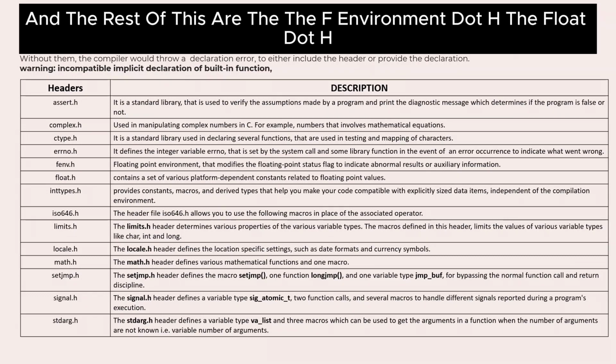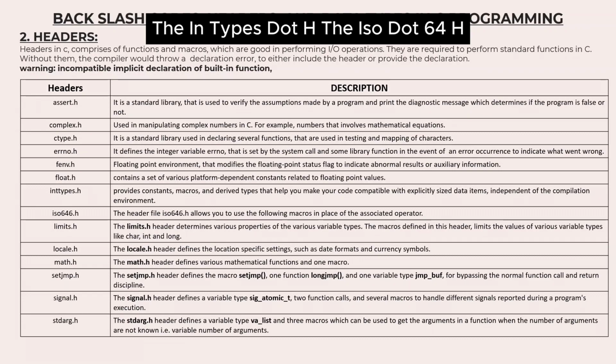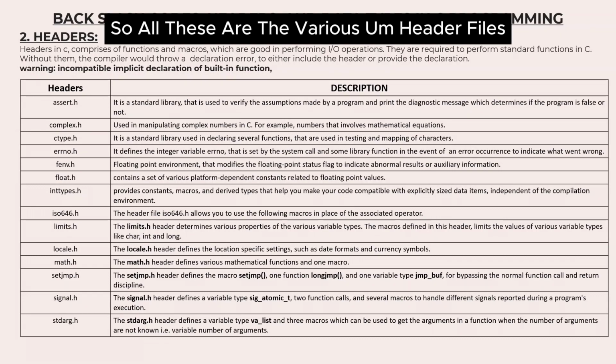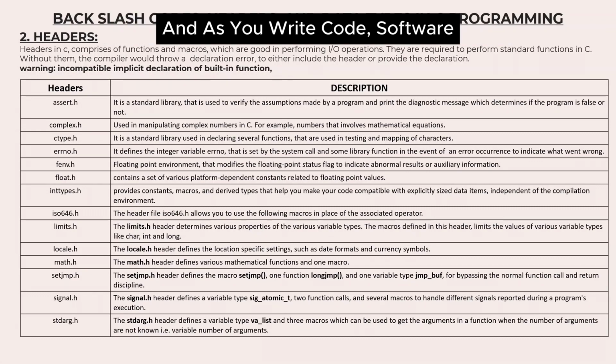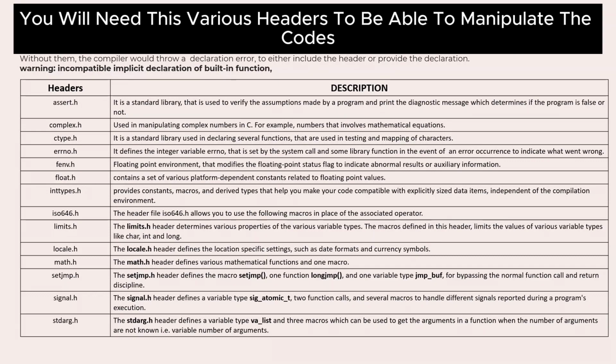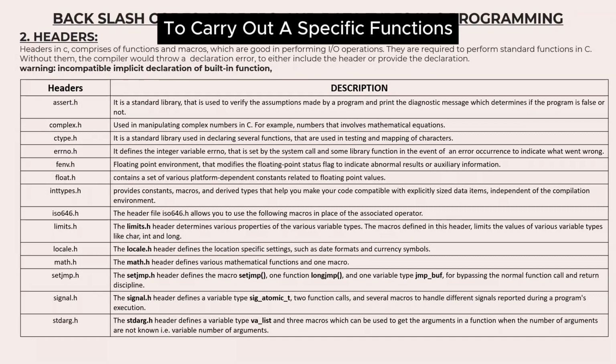And the rest of these are the fenv.h, the float.h, the inttypes.h, the iso646.h. So all these are the various header files. And as you write code, software, or build botnets or malware for testing, you will need these various headers to be able to manipulate the code to carry out specific functions.